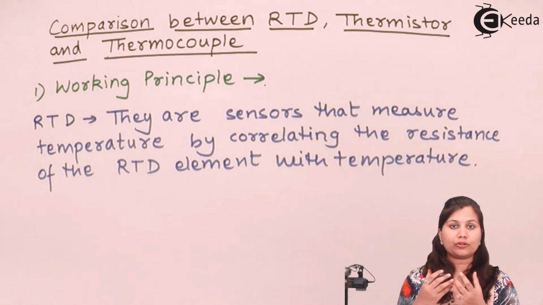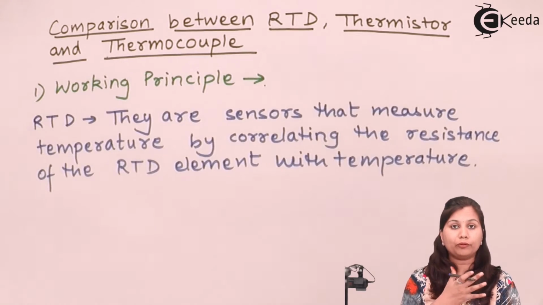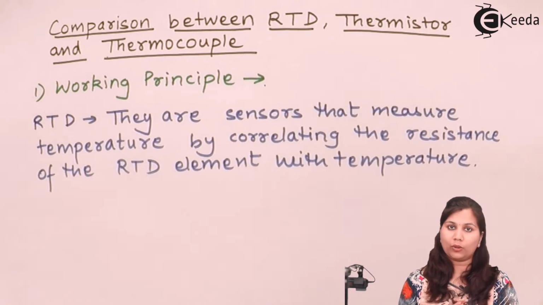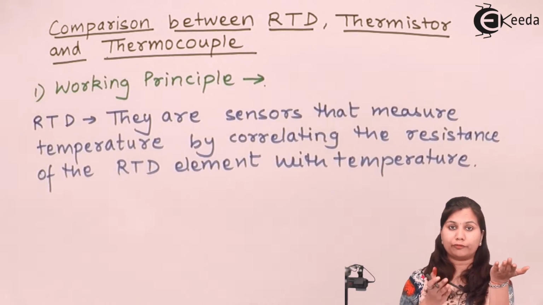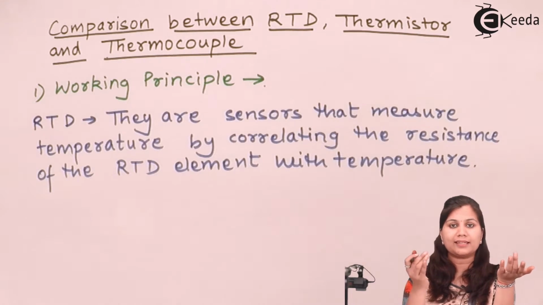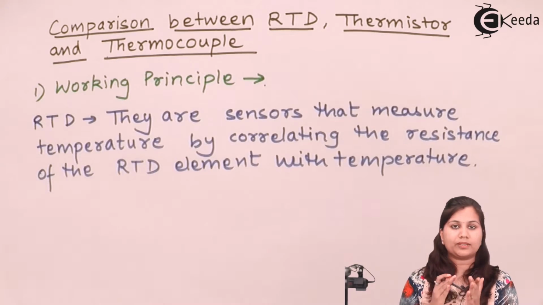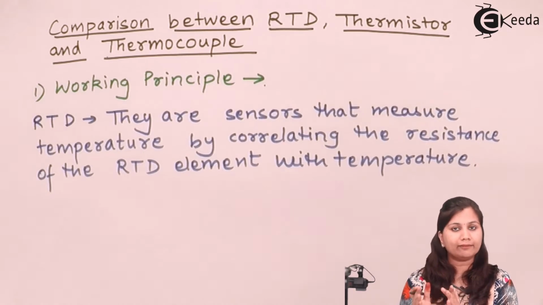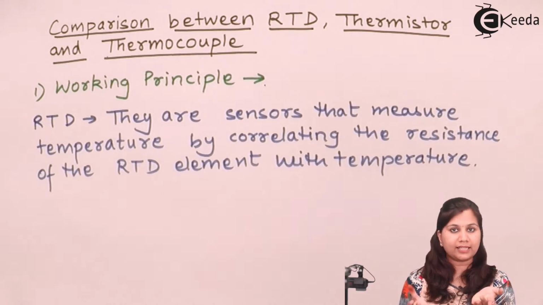Now, when the temperature of an element or of a conductor is increased, then the flow of electrons in that conductor also increases, due to which the current also increases. So as the temperature increases, the flow of electrons increases, the flow of current increases. It means that the resistance decreases, because resistance always opposes the flow of current and they are inversely proportional. So if current is increasing, then resistance is decreasing.